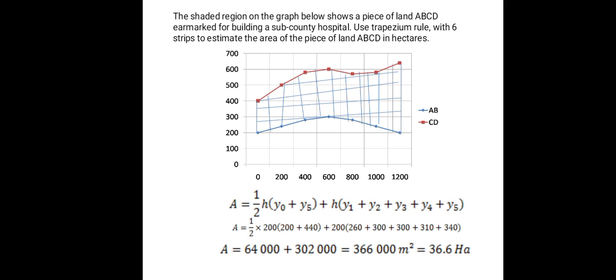The shaded region on the graph shows a piece of land ABCD earmarked for building a sub-county hospital. Use the trapezium rule with 6 strips to estimate the area of the piece of land ABCD in hectares.